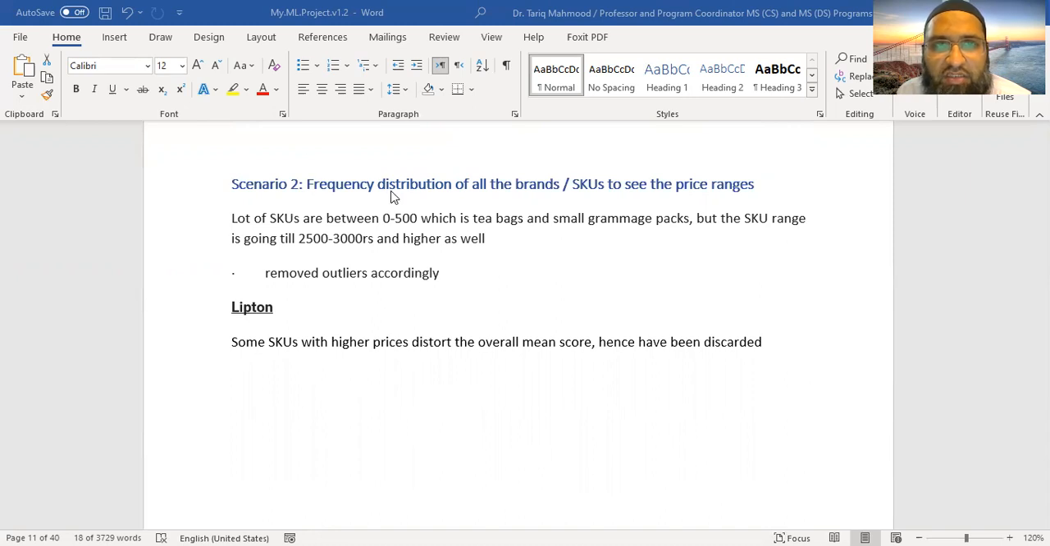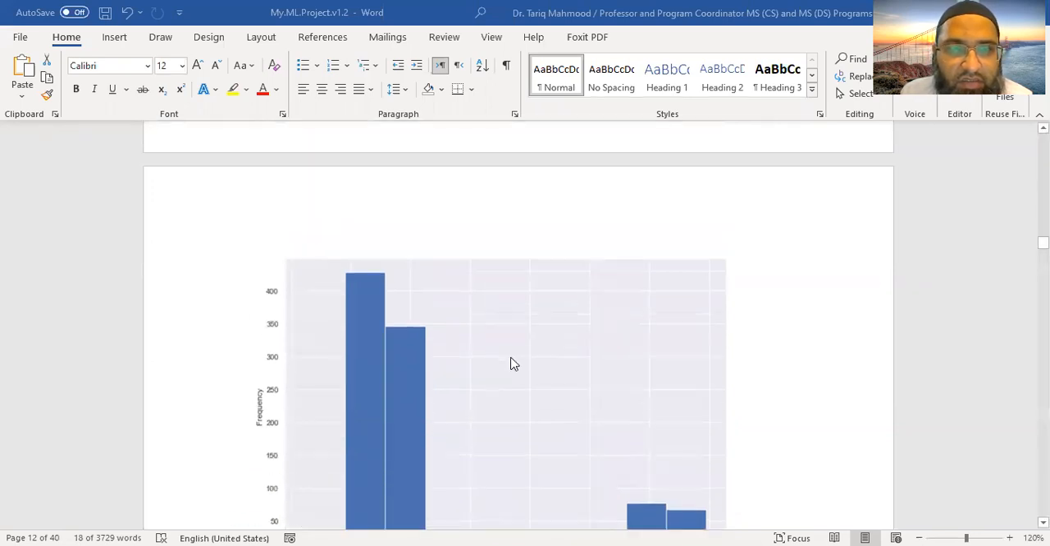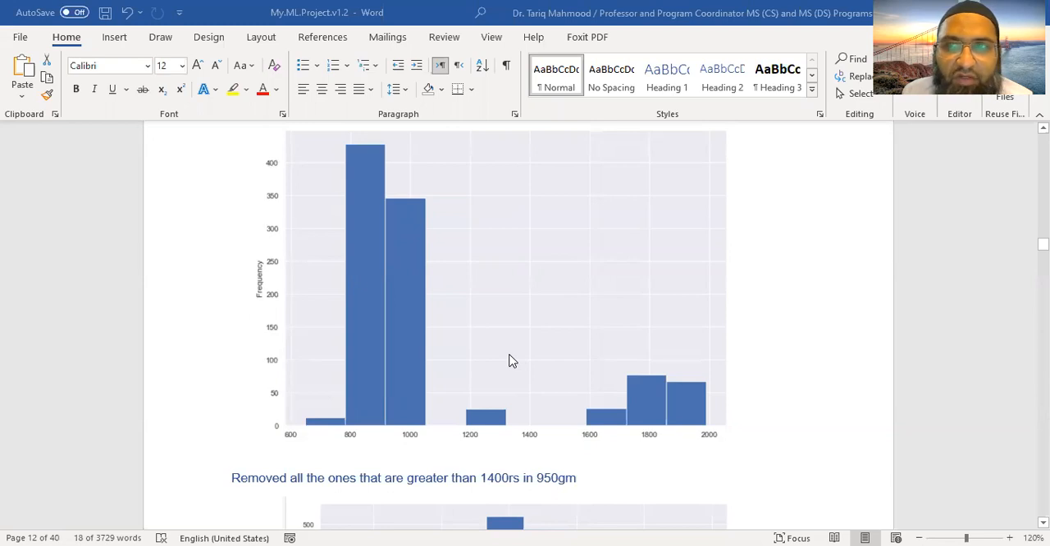The second analysis is the frequency distribution of all brands as SKUs to see the price ranges. In this case, you can see the distribution histogram with respect to the price. You don't have many products in the range of 600 to 800, or you can say you don't have that many data points, but the maximum data points occur in 800 to 900 rupees and 900 to 1000 rupees for the case of Lipton. And there seem to be gaps for the binning that this histogram has taken.